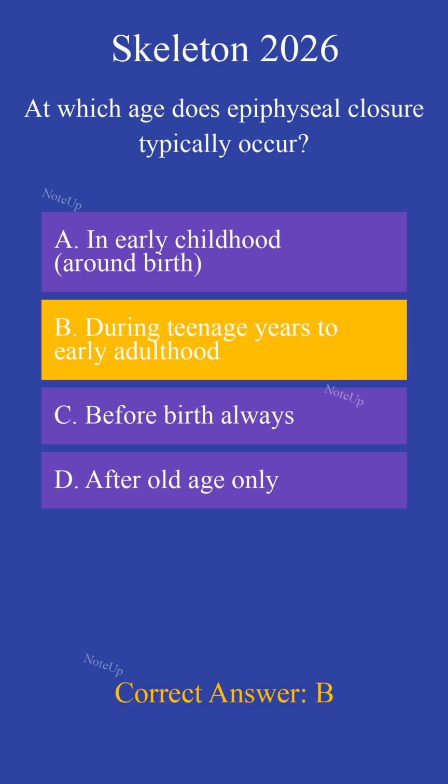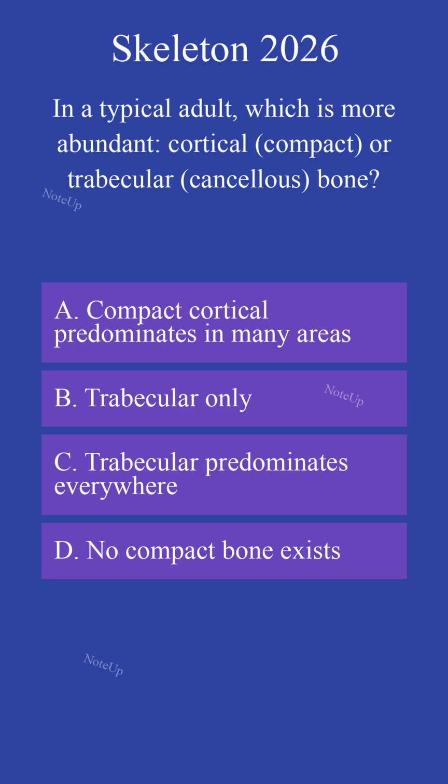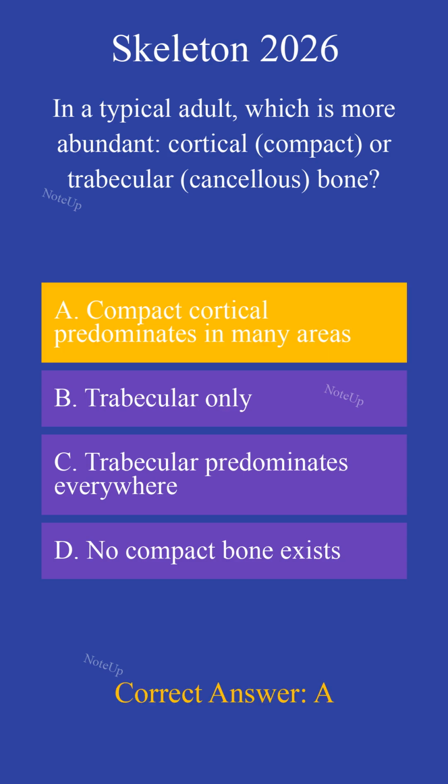The correct answer is B. During teenage years to early adulthood. In a typical adult, which is more abundant, cortical, compact, or trabecular, cancellous bone? The correct answer is A. Compact cortical predominates in many areas.